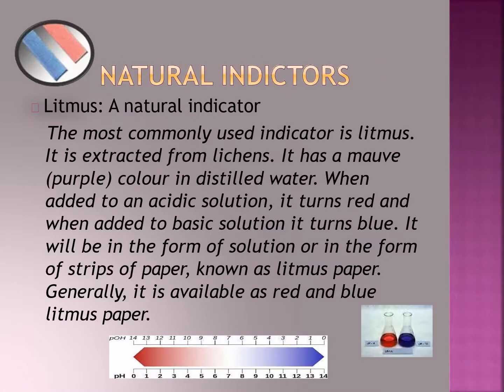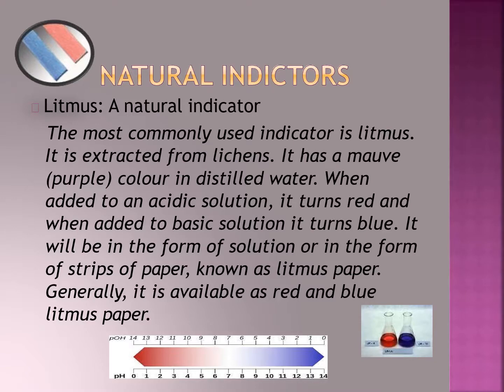Now, dear children, let's know about indicators. First, natural indicators. As you can see in this figure, there are two strips present at the top and two solutions at the bottom. These strips are of litmus. Litmus is a natural indicator. The most commonly used indicator is litmus. It is extracted from lichens.